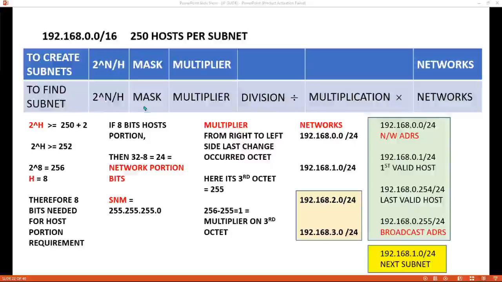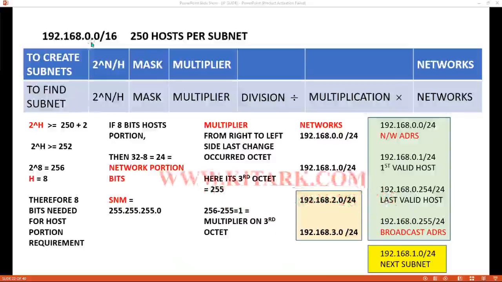Next, after writing the mask, you need to find the multiplier. To find the multiplier, look from right to left for the last changed octet. Here the last changed octet is 255, the third octet. You deduct this last changed octet value from 256. If the last change occurred in the fourth octet, you deduct the value from 256; if it is in the second octet, again you deduct the value from 256. So 256 minus 255 equals 1. The multiplier is going to be 1 on the third octet.